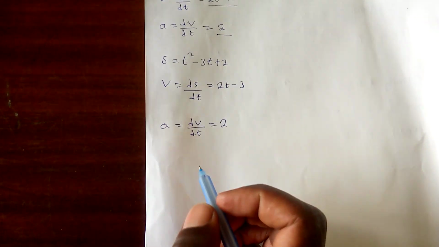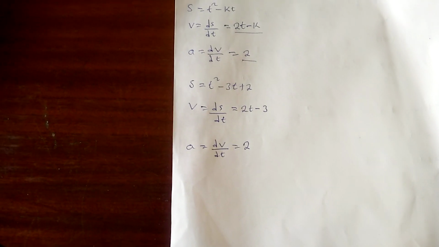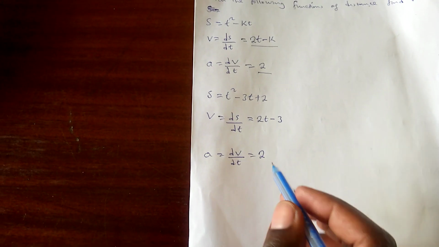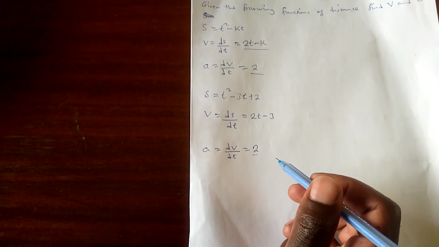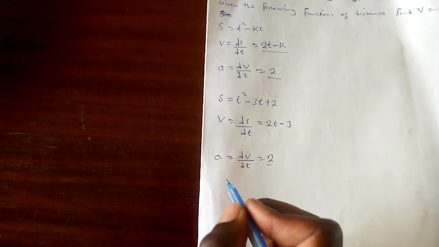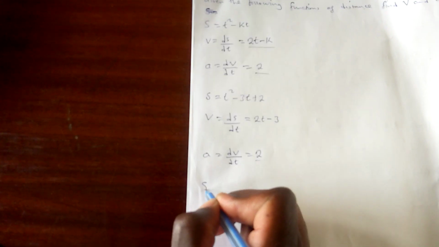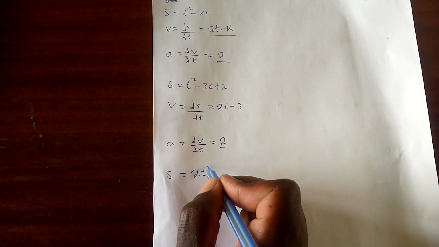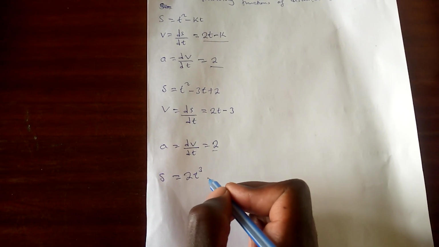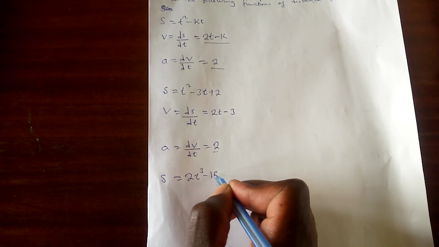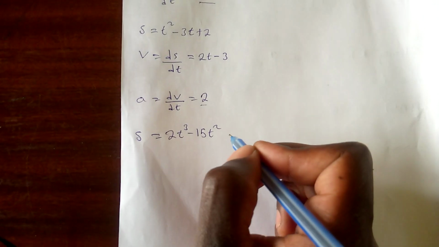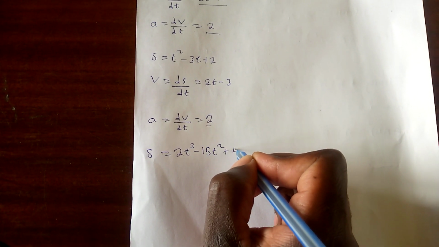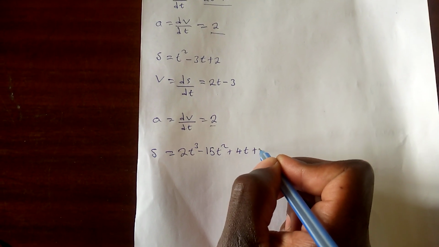Okay, now let us look at another function of s where we are not going to have acceleration as a constant, because this 2 is constant. So let us look at this one. s is equal to 2t cubed minus 15t squared plus 4t plus 3.